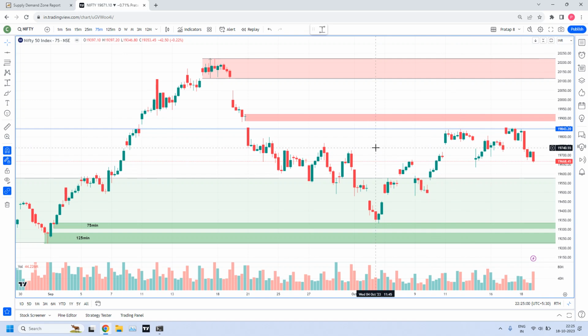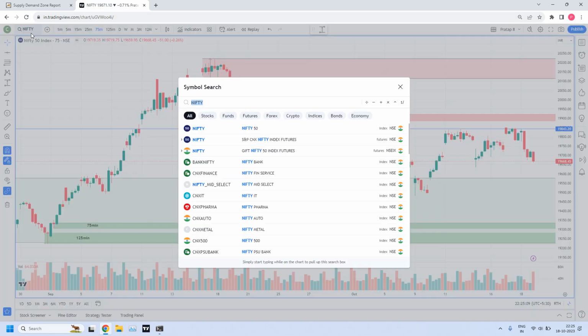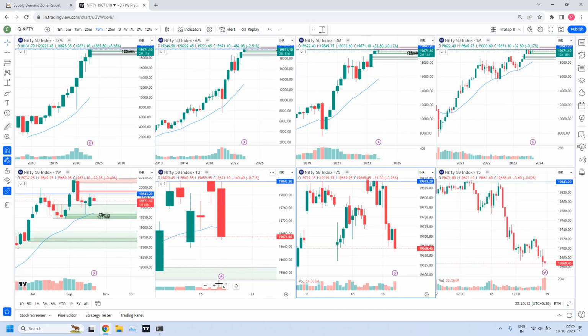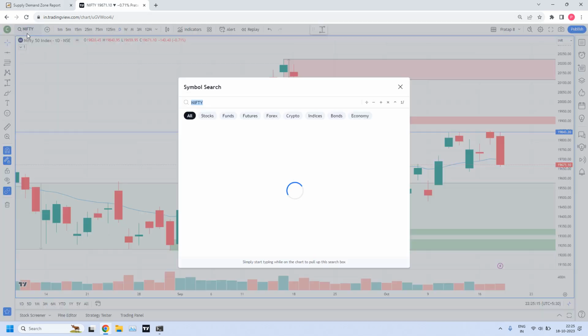Okay. From our yesterday's list, Apollo Tyres got an entry. Let's look into that chart. First, let us go to the daily time frame.